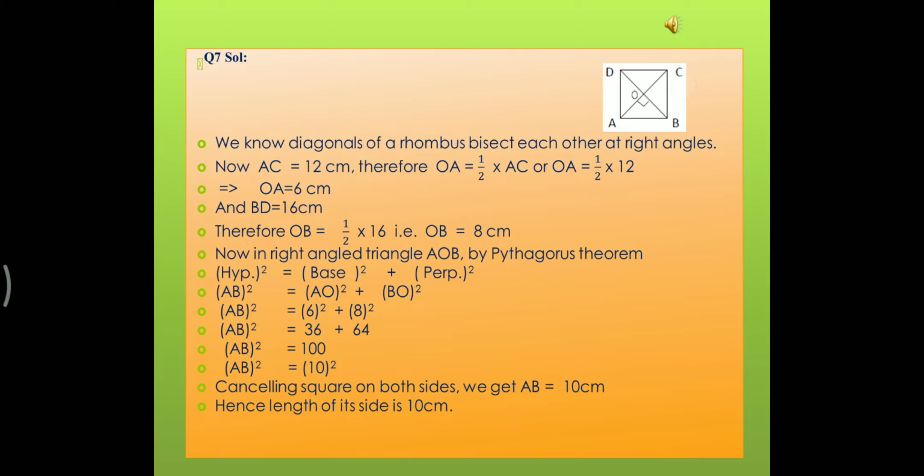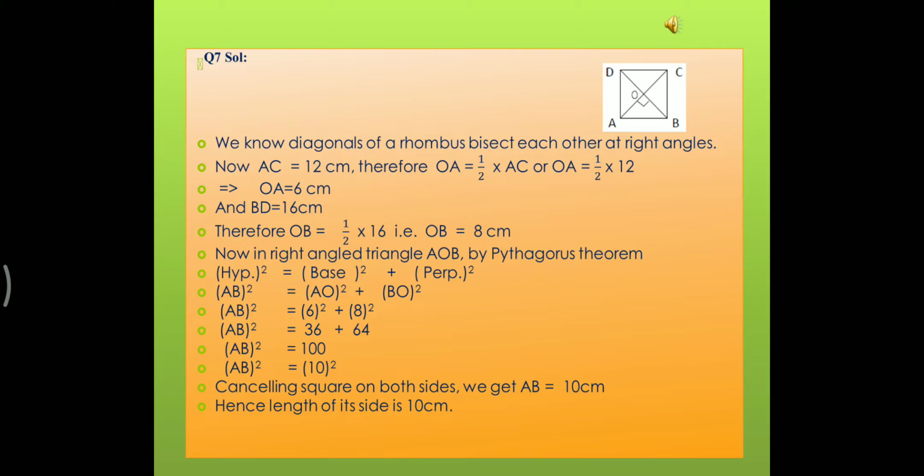In question number 7, the diagonals of rhombus ABCD intersect at O. The length of diagonal AC is equal to 12 centimeter and the length of diagonal BD is equal to 16 centimeter. In this question, we have to find the length of its side. To solve this question, we have to recall the property that diagonals of rhombus bisect each other at right angles.